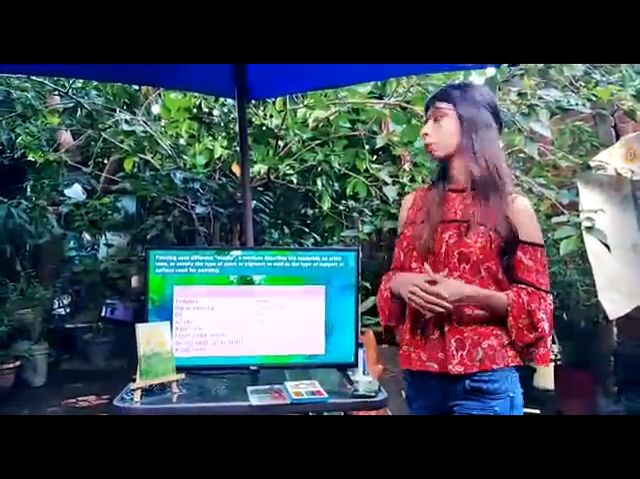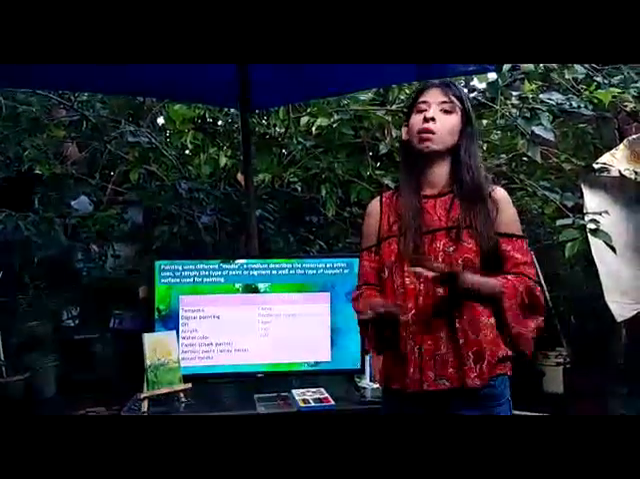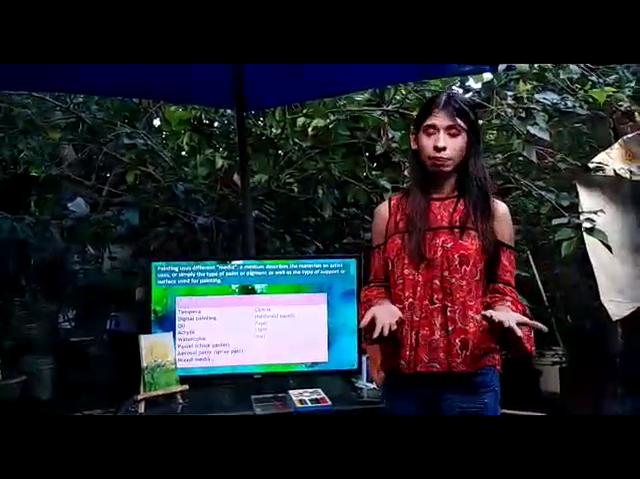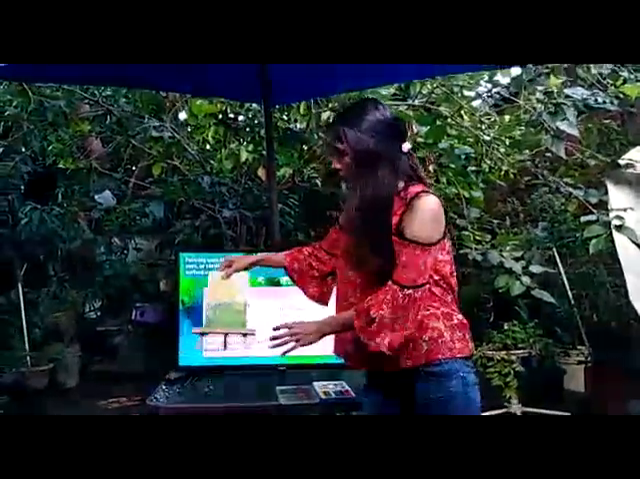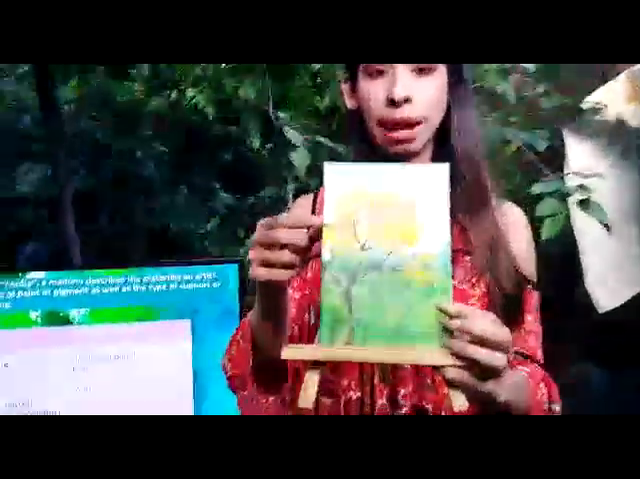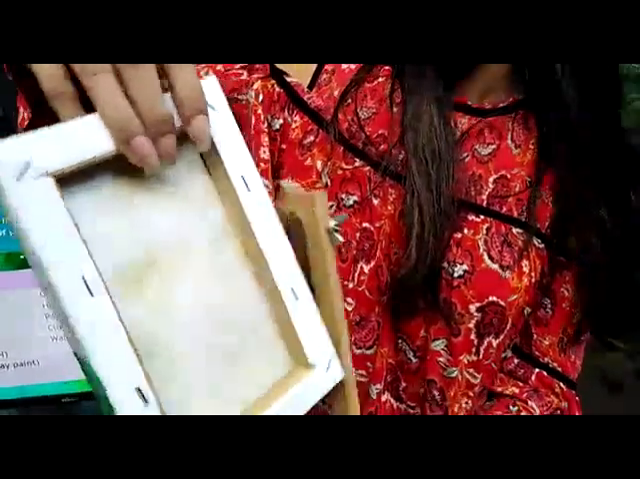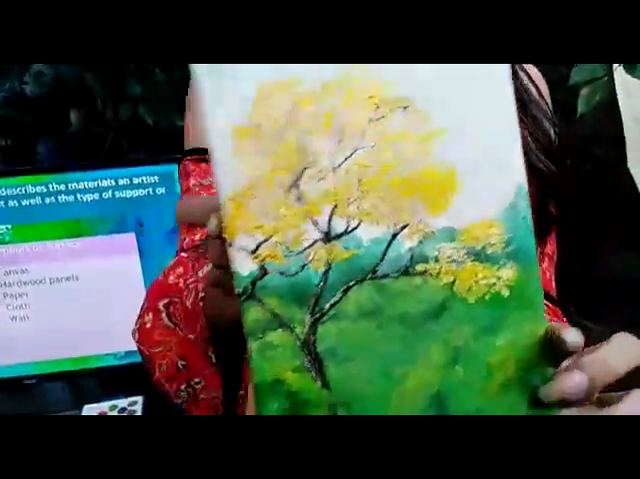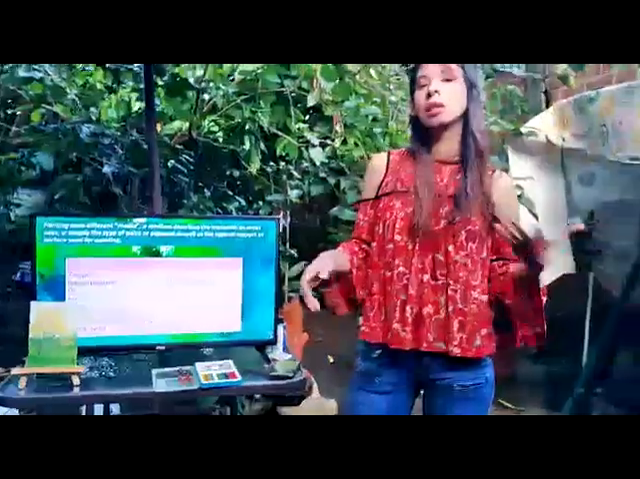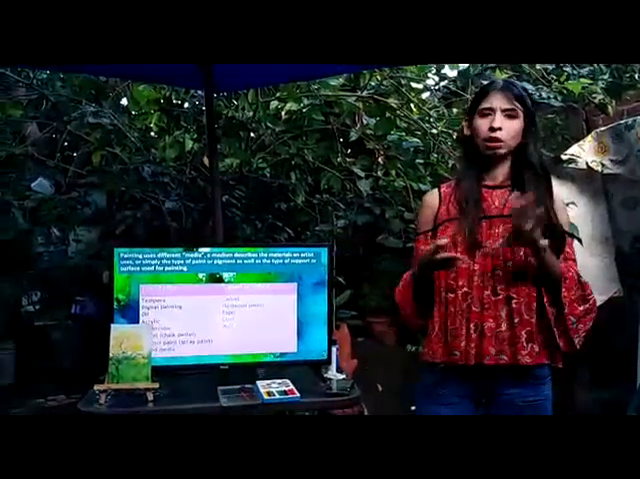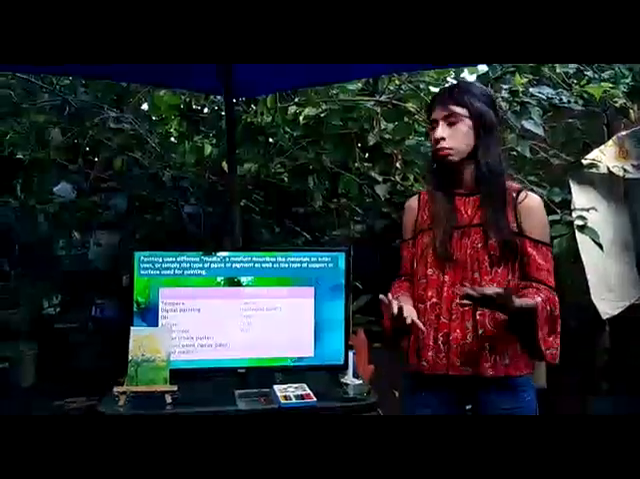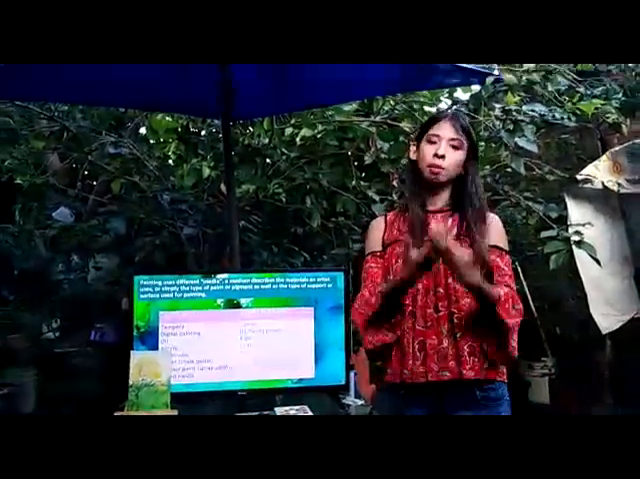Then in regards to support or surface, we can use anything. Anything that we have handy can become our surface. However, the most common surface is canvas, like this one. This is an oil painting presented on a canvas that, as you know, is a type of cloth. So this is canvas. But this is not the only surface that we can use. As I was mentioning, we have several other options, including wood or hardwood panels. We can also include paper, any type of paper, cloth, wall, even rocks. Even rocks can become our surface.